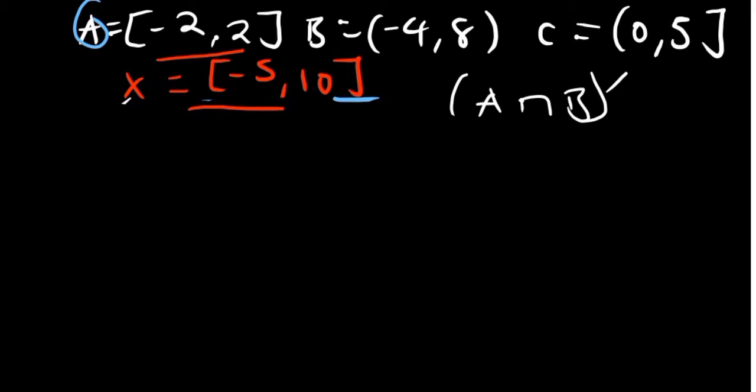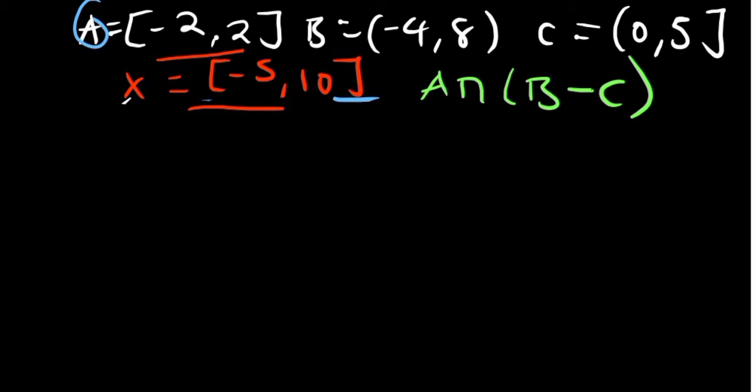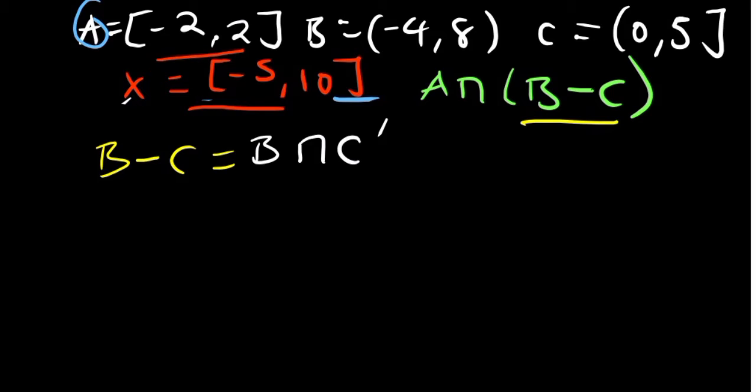So A intersection B minus C. That's what we have as our question. Basically, I've always been emphasizing to start with what's in the brackets. So we said B minus C is basically the same as what? Who can remember? B intersection C complement. Okay, thank you very much. So B intersection C complement.